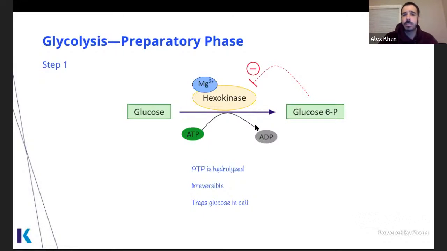And that makes sense. We don't want to start making more and more glucose 6-phosphate and get a buildup of stuff when we're not ready to use it. And this holds true for cellular metabolism, for other processes in the body, and also many real life situations.